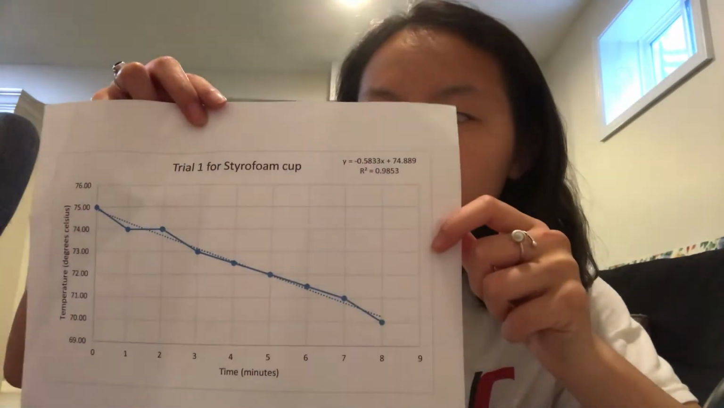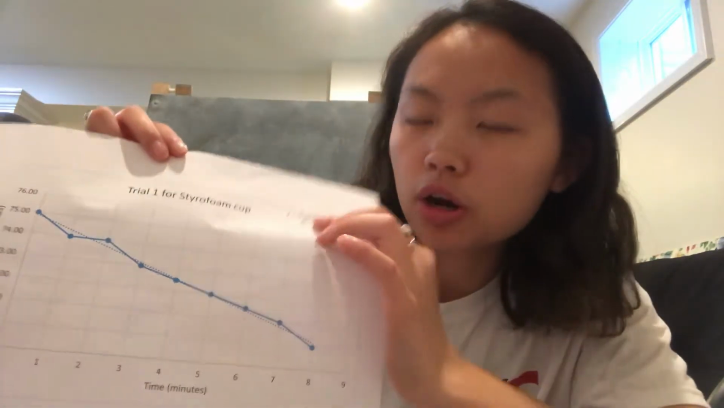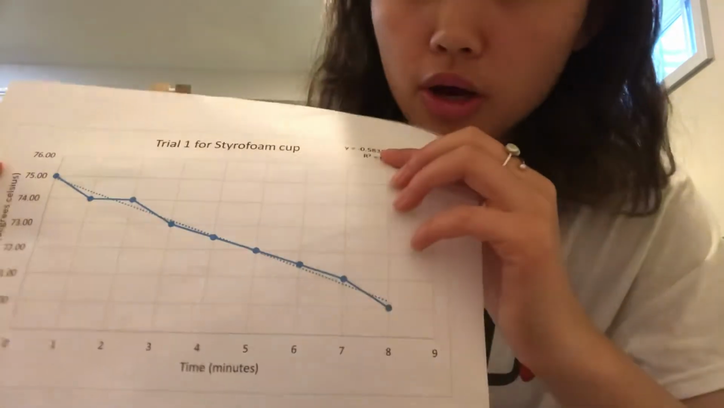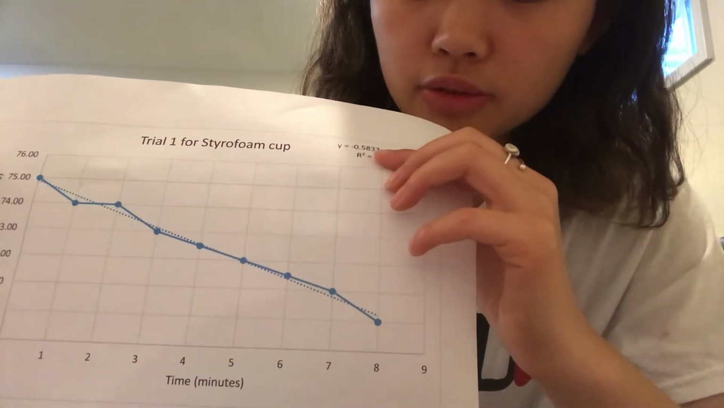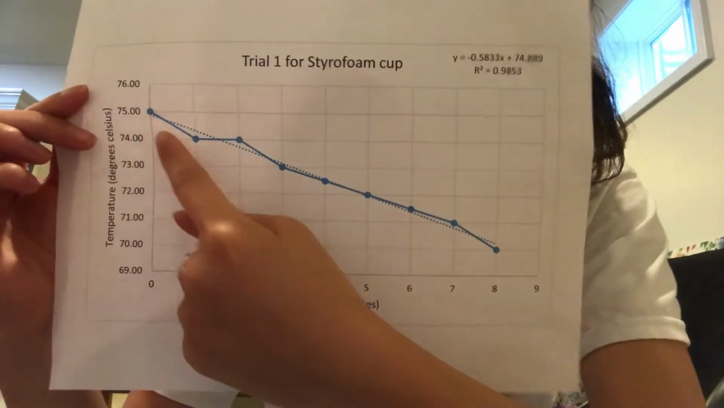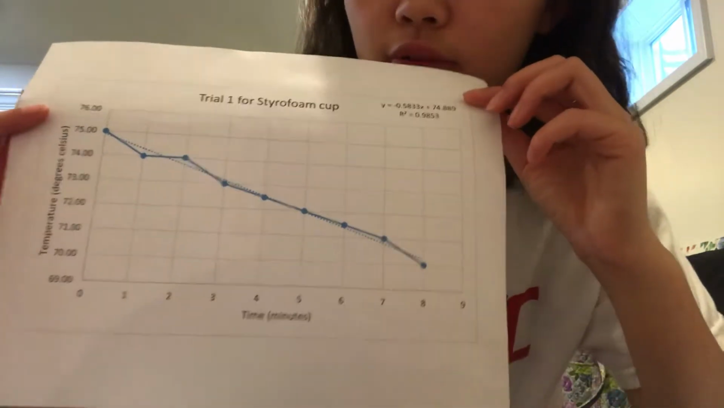One example is comparing the first trials of the styrofoam cup versus the paper cup. Within this chart, we can see the graph has a negative slope of negative 0.5833x, and the slope is obviously going down over the course of 8 minutes. And this was for the styrofoam cup.